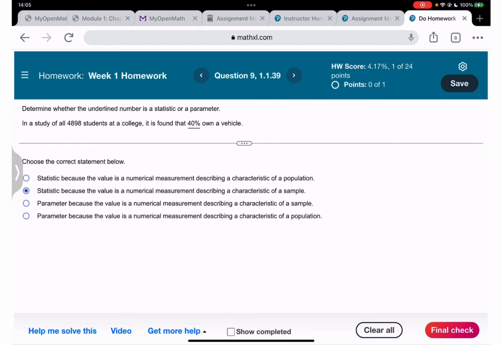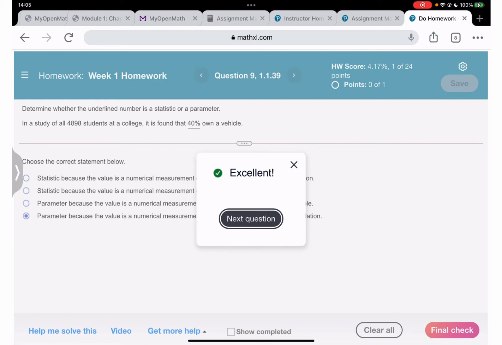Okay, this 40% describing this population. So it's going to be this one. It's 40% of this 4,898. It's a parameter of this because we are dealing with 4,898 and some portion of this population owns a car. So it's going to be a parameter that is describing the population. Excellent.